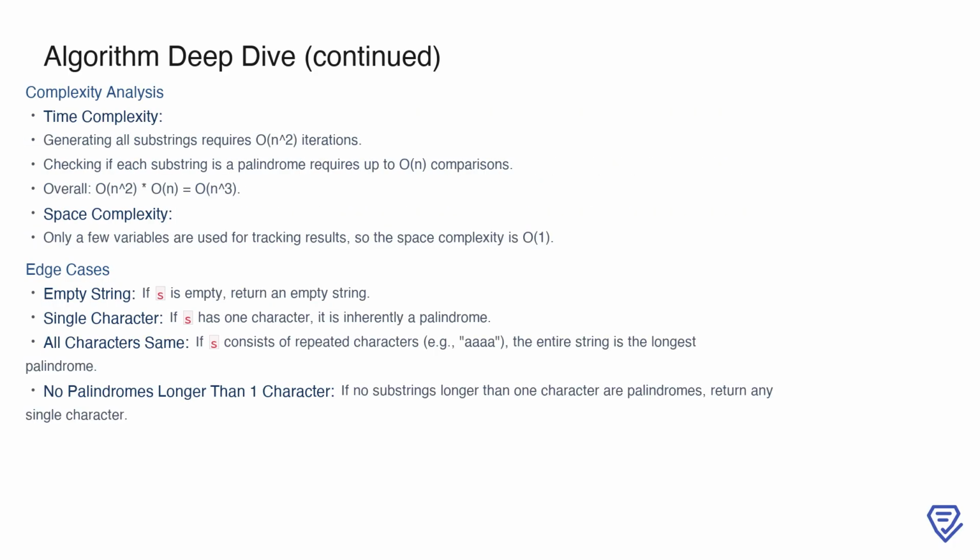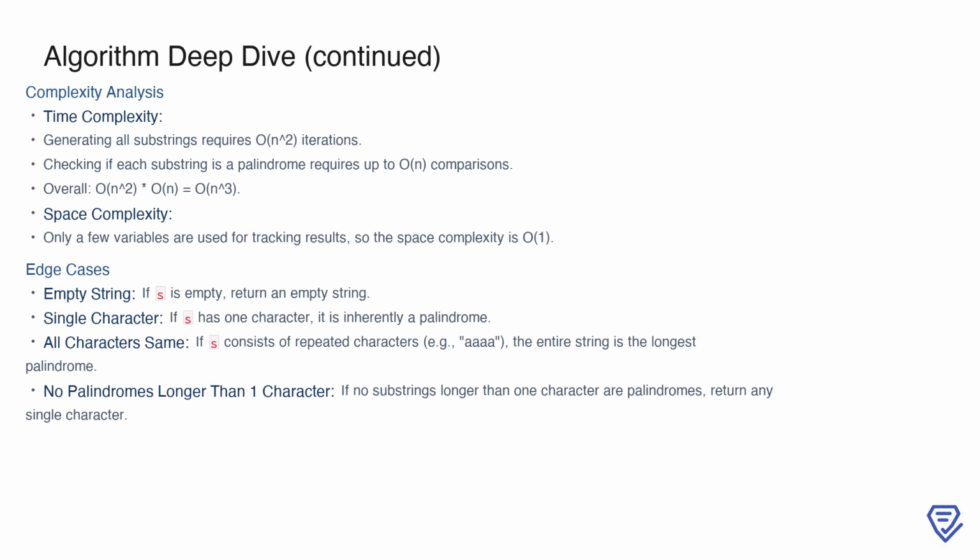Analyzing the complexity of this brute force approach further, the time complexity stems from two main operations: generating all possible substrings and checking each one for palindrome properties. Generating substrings involves two nested loops, resulting in O(n²) iterations. Checking whether a substring is a palindrome requires comparing up to n characters in the worst case, giving us an additional O(n) factor. Multiplying these together results in a total time complexity of O(n³). On the other hand, the space complexity is minimal because we only use a constant amount of additional space for variables like max_length and longest_palindrome, making it O(1).